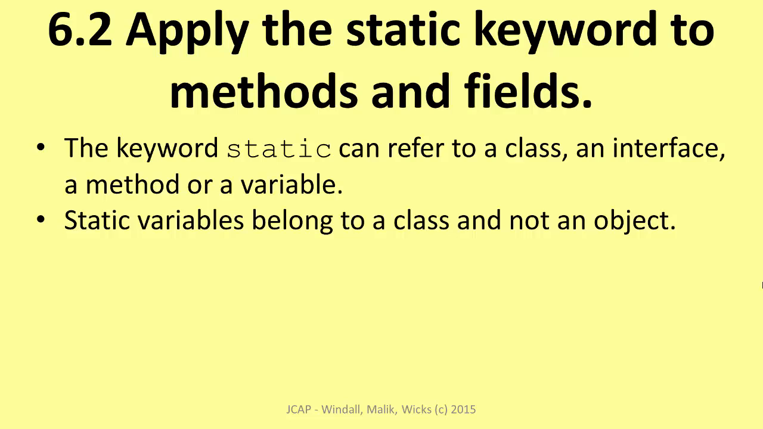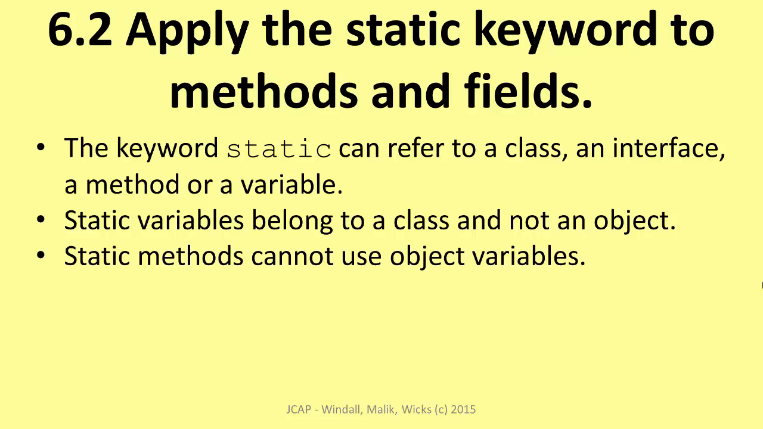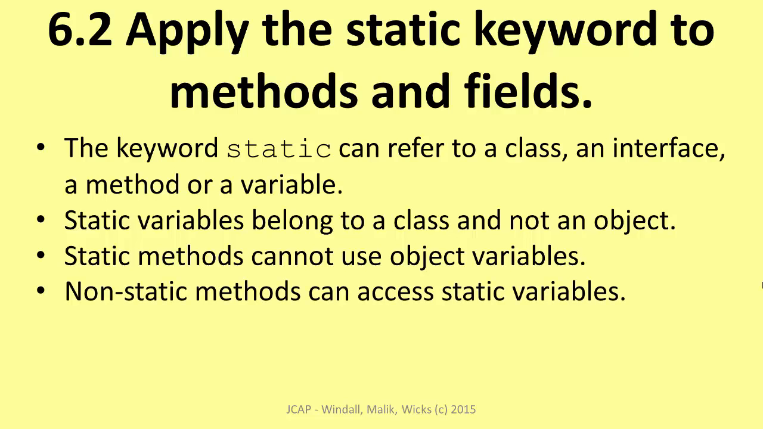Therefore, you only have one copy of that variable. Normally, you'd have one copy for each object, but if it's declared as static, then there is only that one copy. You could use it to keep track of how many objects there are, for example. You wouldn't want that to change in each different object. Static methods cannot use object variables. So if we had a static method that's trying to access a variable in different objects, well, that wouldn't work. Non-static methods, however, can access static variables. So we could have an object having looked to see how many other objects of this type there are.